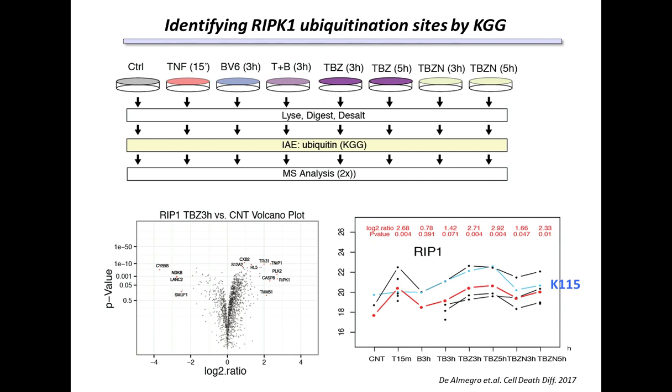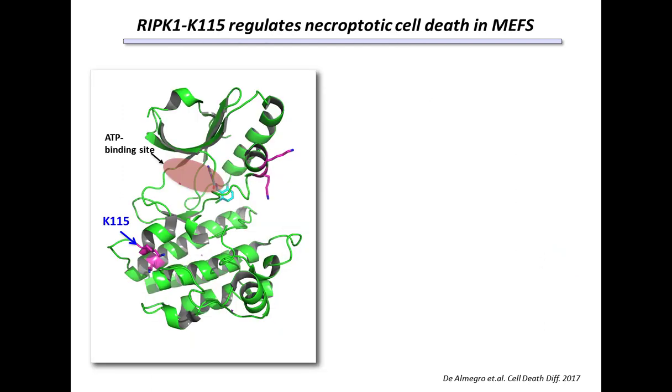Now, working closely with the Vucic group, we carried out a really complex experiment looking at each of the different arms of this pathway in cells that were either stimulated with TNF, treated with BV6, the combination of T and B, or this TBZ treatment, which should push cells down into the necroptotic pathway. There were many, many proteins that showed interesting patterns of behavior, but I want to focus in on RIP kinase 1, and particularly this site, lysine 115.